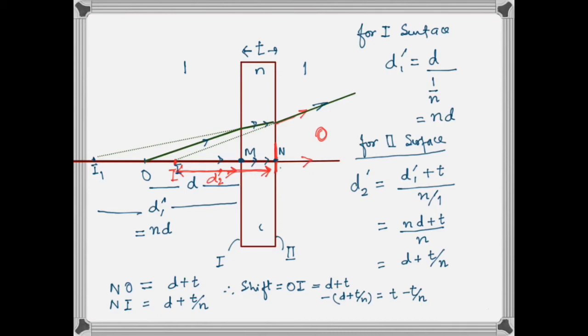If the shift comes out positive, suppose you apply this formula and the result obtained by putting the numerical values is positive, positive shift implies in the direction of motion of light rays. So light rays are moving in this direction towards your right, and if the shift comes out positive, it means the object is shifted rightwards and the image is seen there. And if this comes out negative, it will be just the opposite of that. So the object will be shifted against the motion of light rays, that is away from the observer. So this is the formula, t minus t by n.